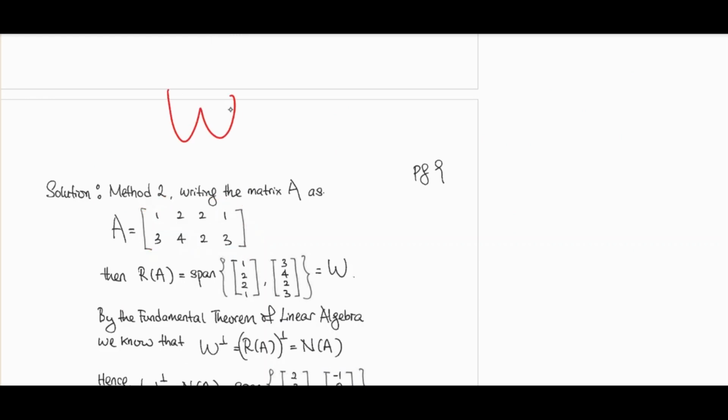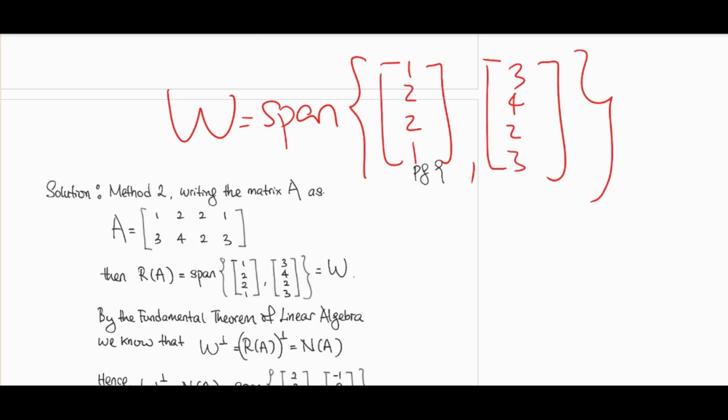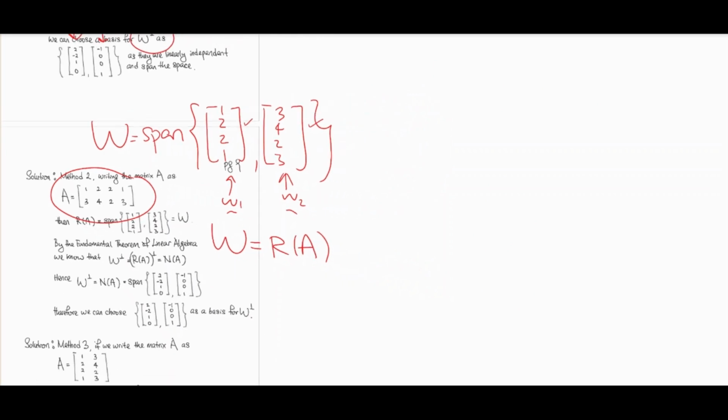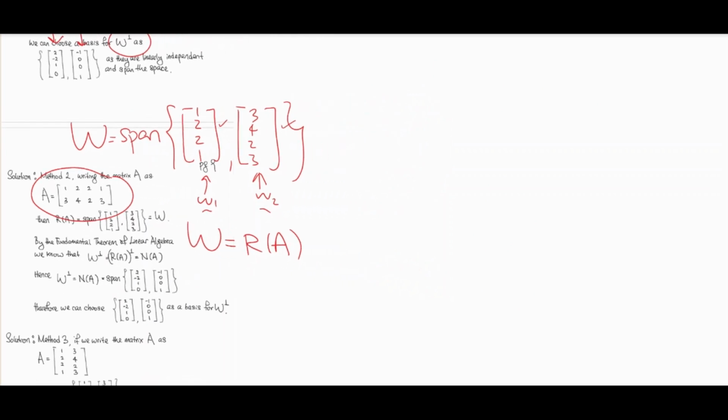So W, which is the span of our W1 and W2, all the possible linear combinations of these, if you put it like that, is actually the row space of A. This might be a little bit tricky. You might ask, wait, their orientations are different. One is a column vector, one is a row vector. How can you claim something like this?